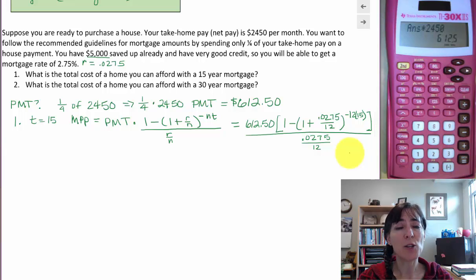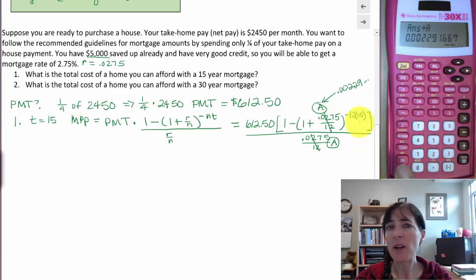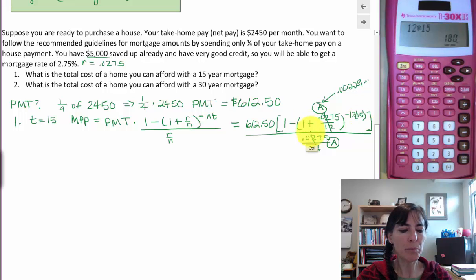First thing I still want to do is take that 0.0275 divided by 12 to get my R over N, and I will store that in A, as I have been doing all along. That is in A, and my A is 0.00229. And then I also need to know that 12 times 15 is 180. So I'll cross off that exponent and just write a 180. Now I know my complete denominator is A, and so I can just focus on the numerator.